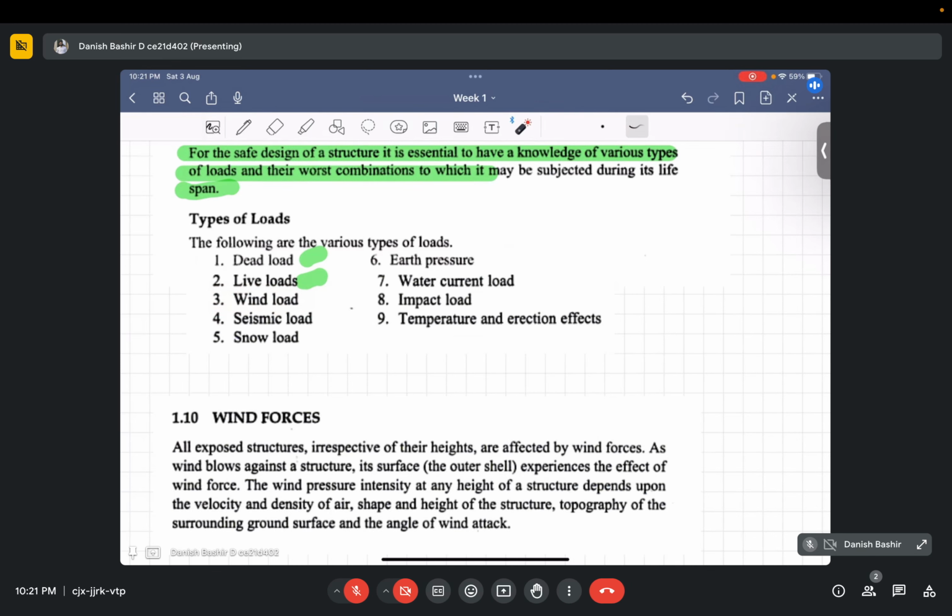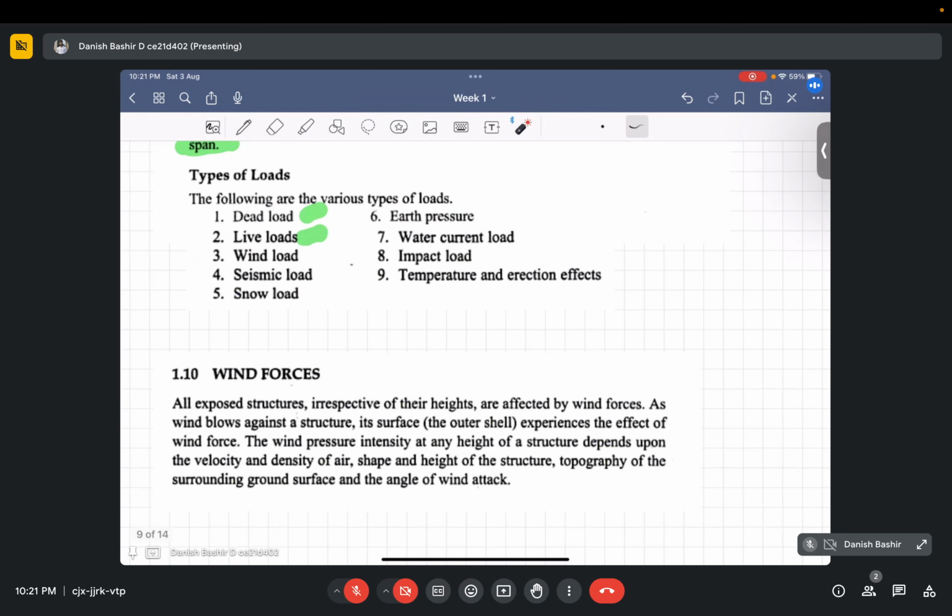What actually is this wind load? We all know that all exposed structures, irrespective of their heights, are affected by wind forces. This is very common. Wind is everywhere. So this wind blows against the structure and strikes its outer surface, the outer shell. So the outer shell experiences the effects of the wind force.